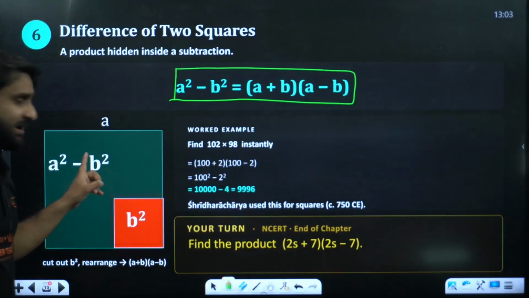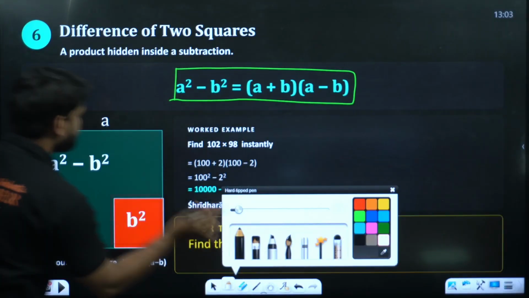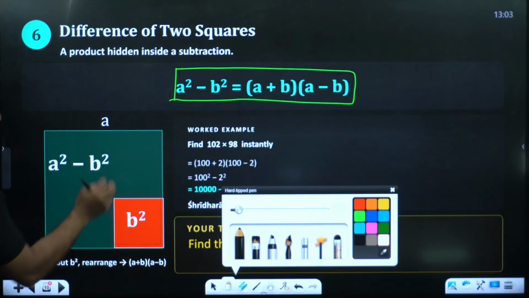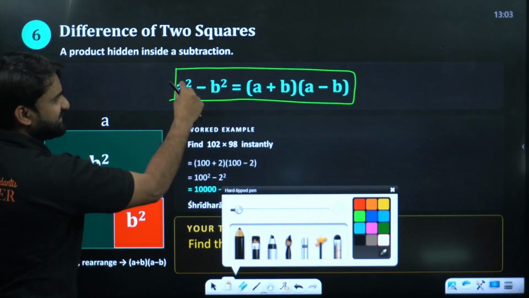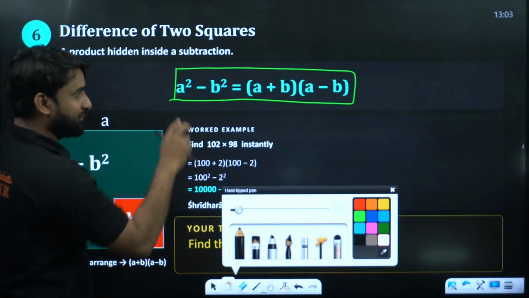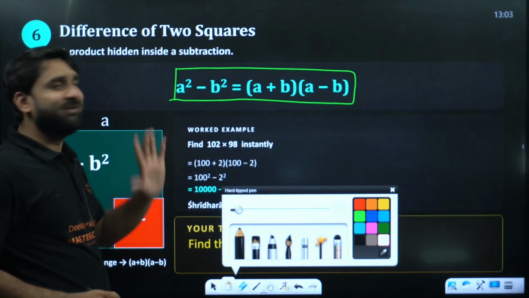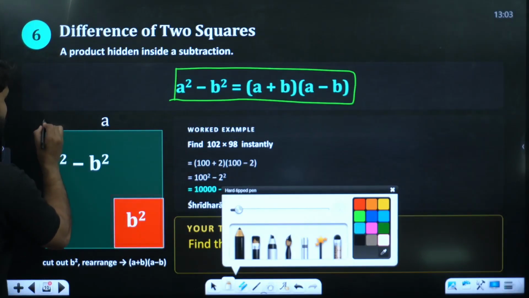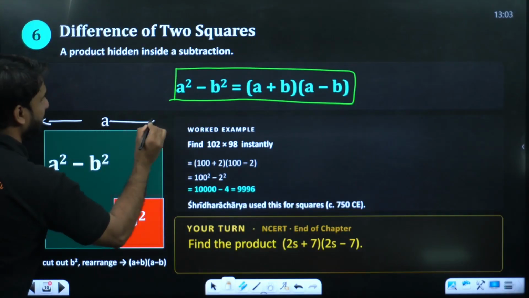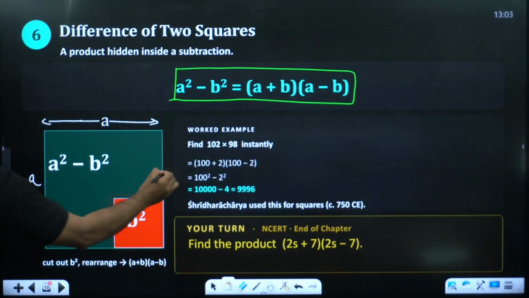So look at the diagram here. My dear champion, this is given to you. This bigger square, we have to take the square of the larger side, because b square is subtracted from a square. So the square of side B should be smaller than A. Then only we can subtract. So we have the square of side A, this one. This will also be A, this will be A.